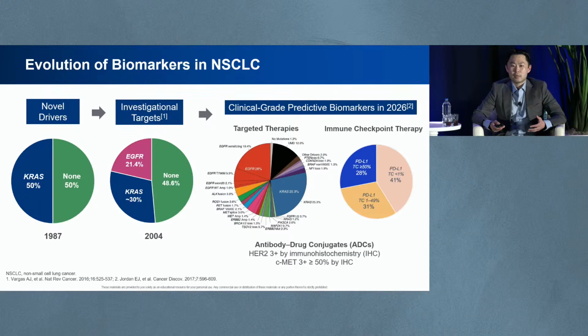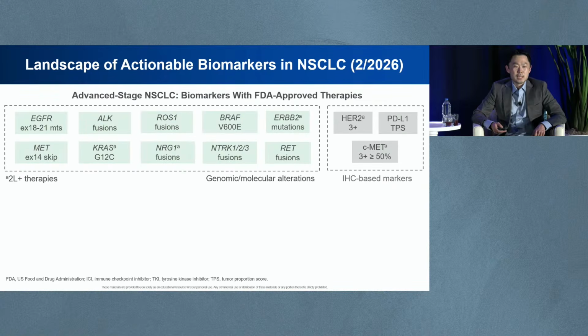In the molecular biomarker era, we're understanding that lung cancer is really divided between different biomarker subsets, many of which are tied to specific therapies. And so currently, this is the landscape of actionable biomarkers in patients with advanced non-small cell lung cancer that are tied to specific FDA-approved therapies that we really should be testing for all our patients. On the left, these are all the genomic molecular alterations, and then on the right are IHC-based biomarkers.